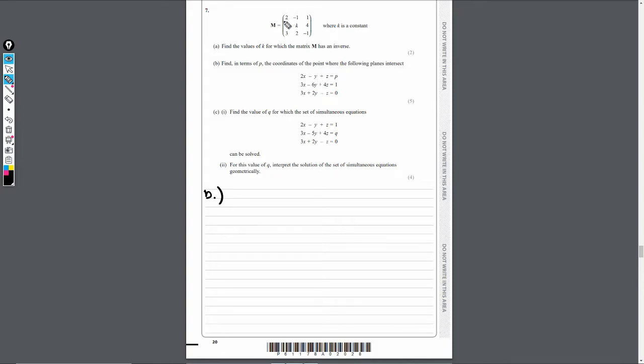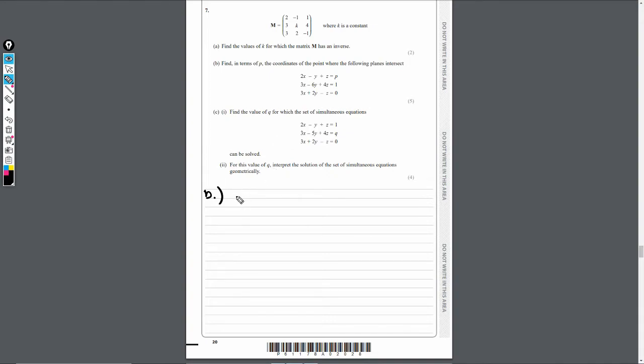Notice this is identical to this. So it's 2, minus 1, 1, 2x minus y plus z. That's my first line of my matrix. I've got 3, minus 6, 4, that was k there, but we'll call it minus 6, and then 4, and then 2, minus 1, 3, 2, minus 1. So this is going to help us now, this M here. And for this question, make sure you're using your graphical calculator. It will come in very handy. You don't need it, but it just saves you a lot of time.